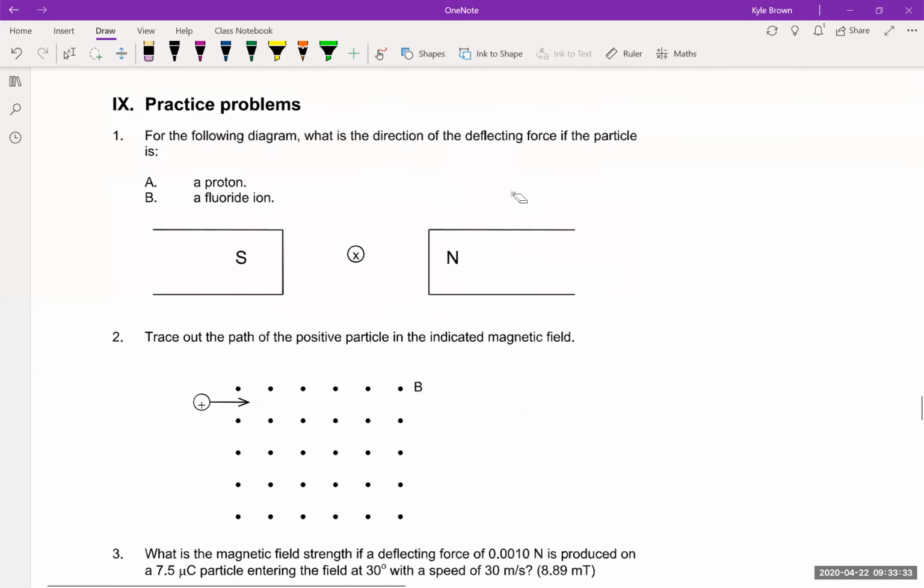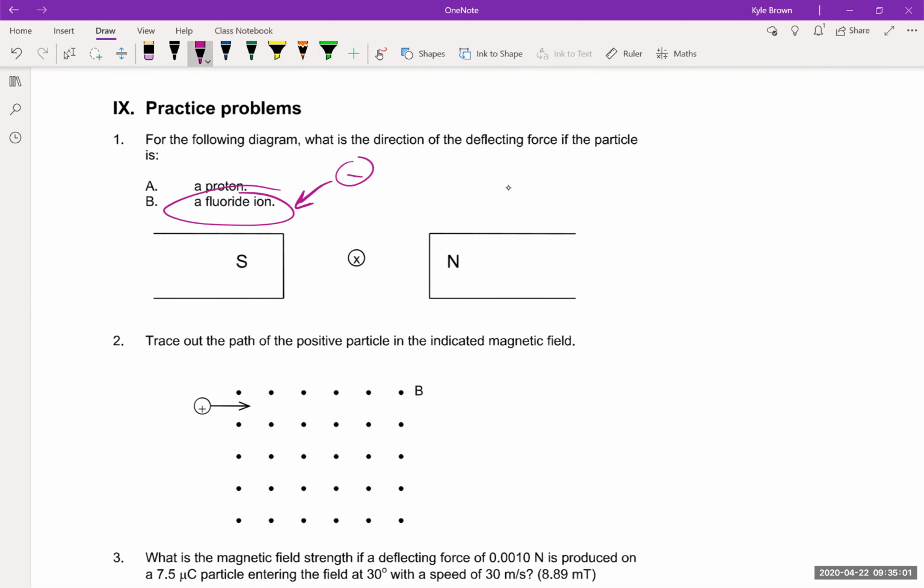Okay, practice problems. For the following diagram, what is the direction of the deflecting force if the particle is a proton? Okay, proton, using my right hand, it's going into the page. So my thumb is pointing into the page. My fingers are going from north to south, so they're going to the left there, right? So this thing would be deflected. Your palm should be pushing up.